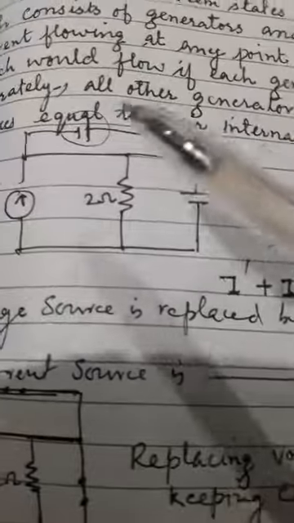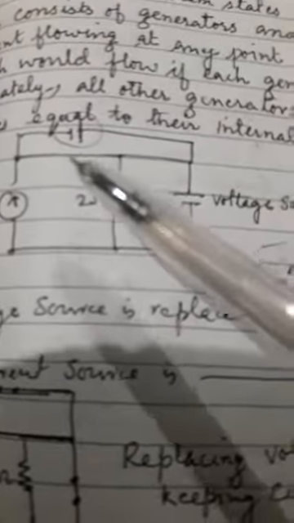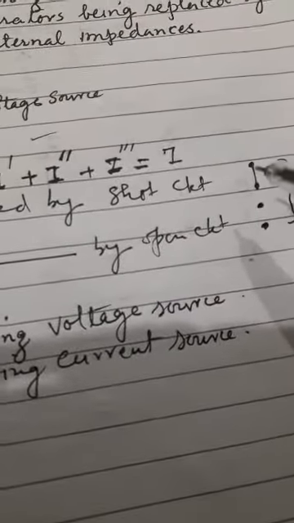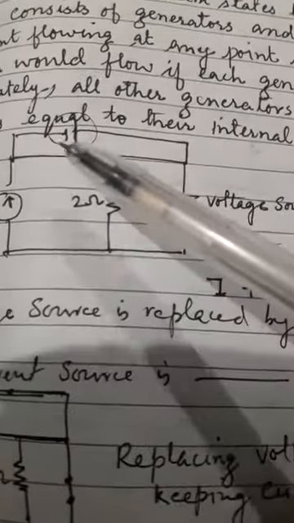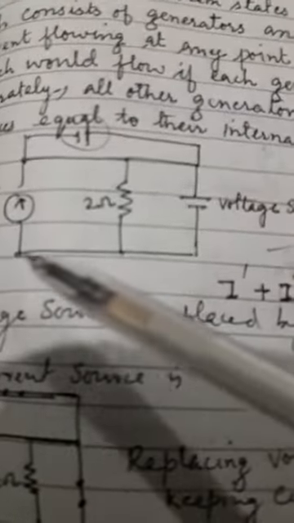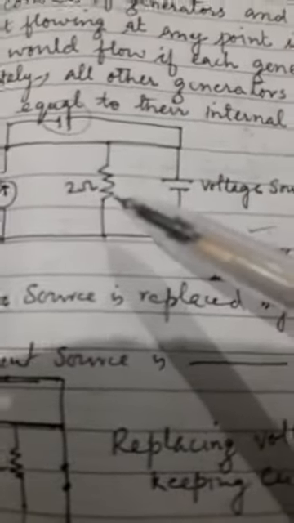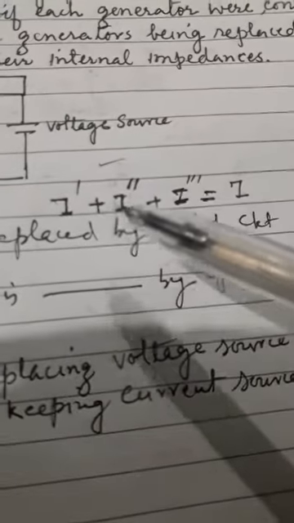Secondly, you will replace this voltage source by a short circuit like this sign. You will show it here again and keep the remaining like that. Then you will calculate the current flowing through this 2 ohm resistance again, that will be equal to I double dash.